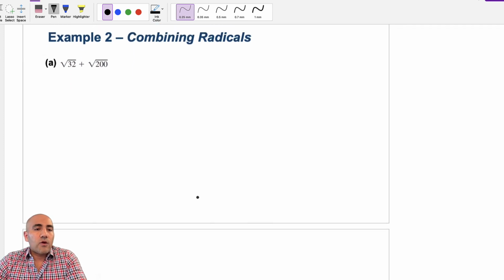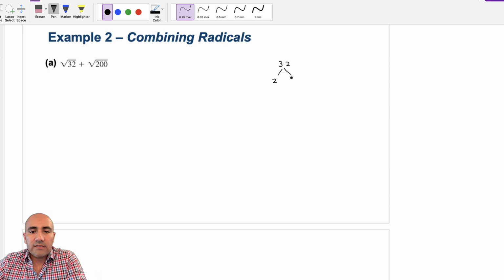Okay, here's another example. Combining radicals. Okay, so we can combine radicals as long as they are the exact same root. Okay, so we're going to start off by simplifying each one. Again, I'm going to create a little tree for each of these. The 32, I know that's a 2. 2 goes into that.